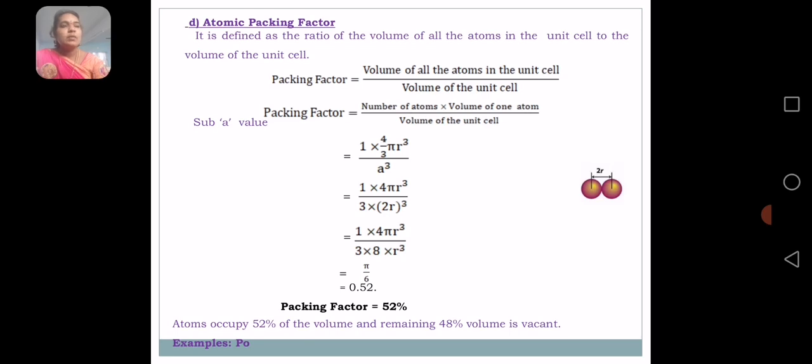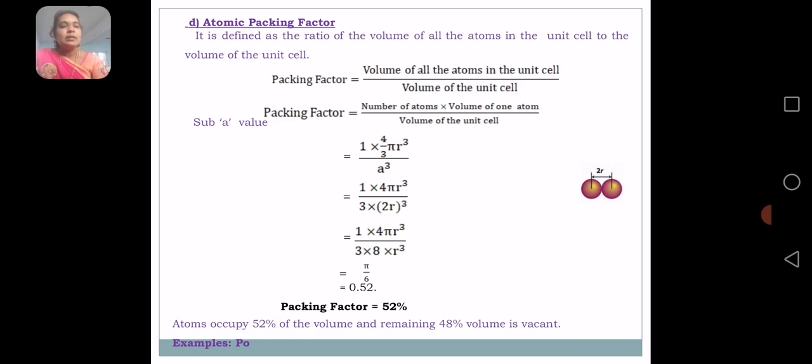In general, volume is equal to length into breadth into height. So in the cube all sides are equal. So length A, breadth A, height A. So A into A is equal to A cube. So the volume of the unit cell is equal to A cube. Then it can be simplified as 1 into 4 pi r cube, 3 is taken down, 3 into A cube. Substitute the A value. What is the A value? A value is 2R. So 2R the whole cube.